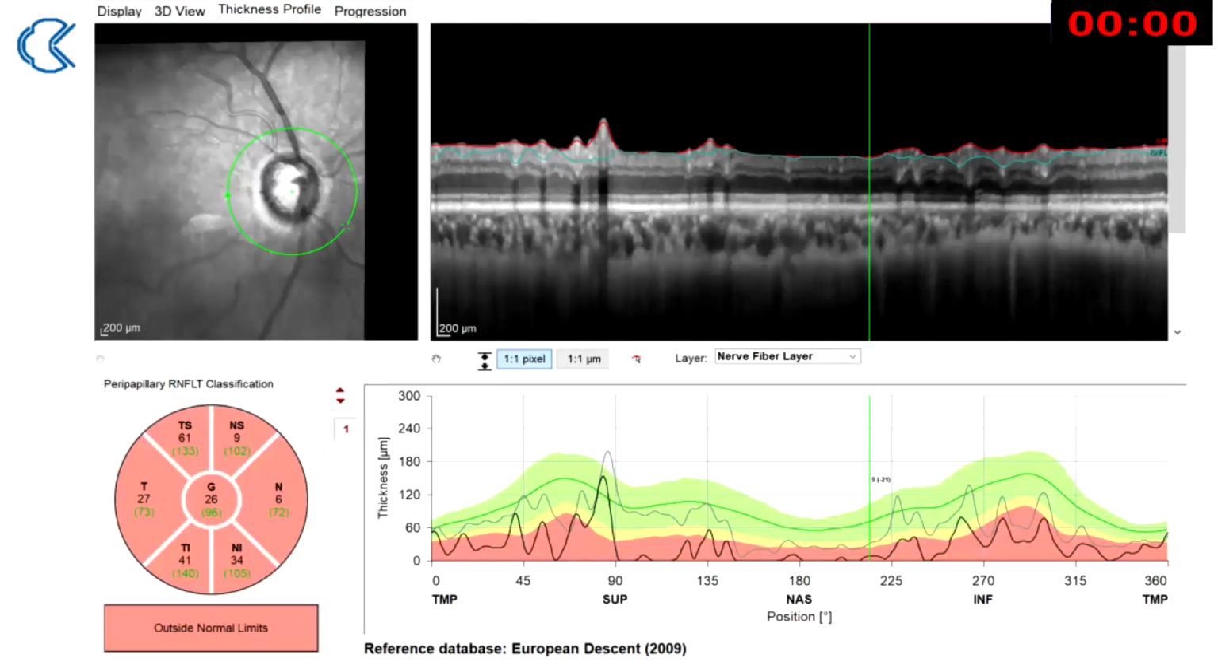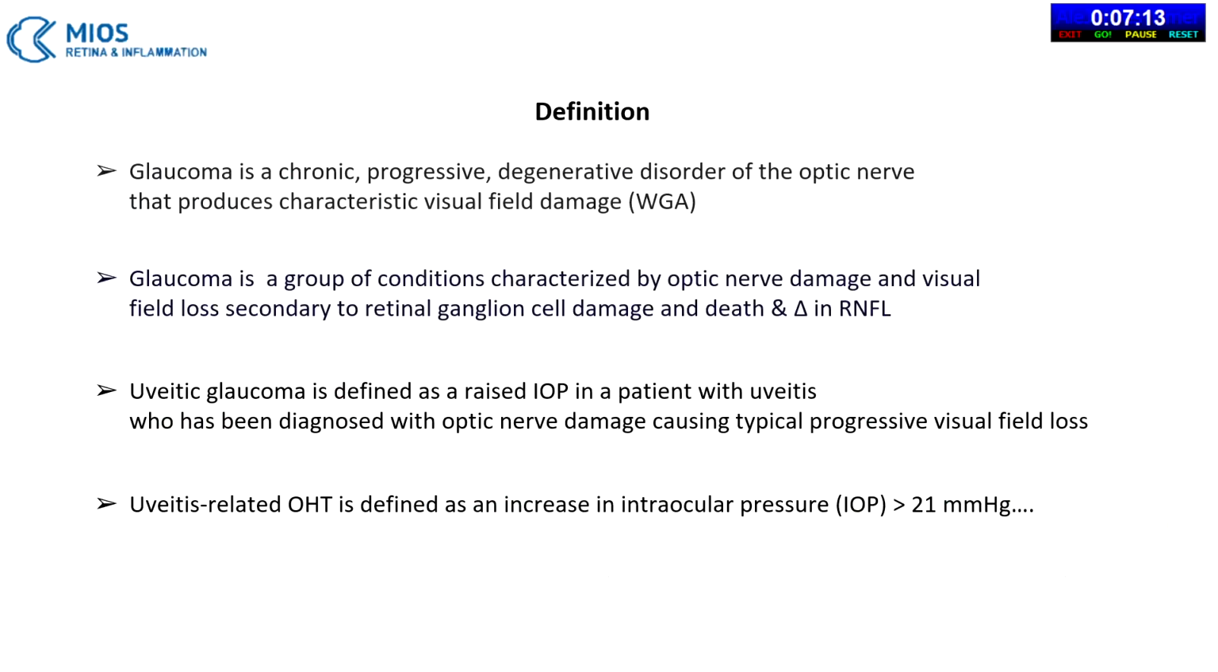And I think this is one of the other aspects: if you're dealing with uveitis patients and you do your standard exams, some of them give you a false sense of security, in part because we get retinal edema, and that retinal edema will make it so that your RNFL doesn't really give you the full picture.